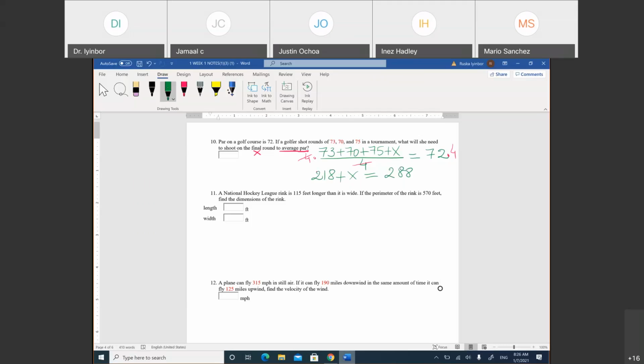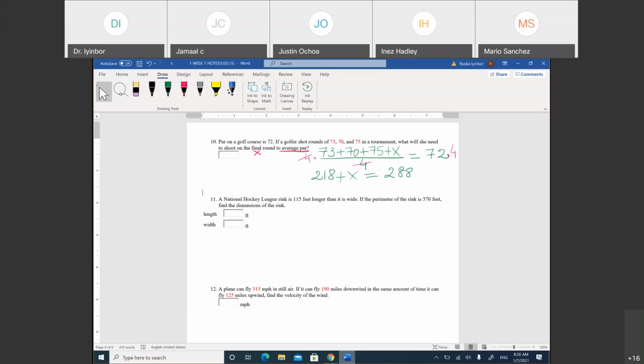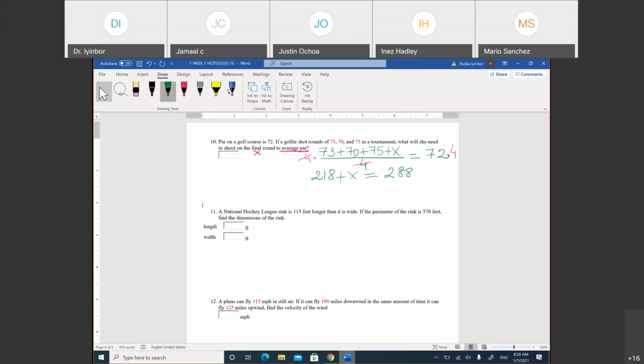Okay, and then from here we need to solve it. We need to get X by itself. So how do you get X by itself? We're going to subtract 218, and whatever you get is going to be X, the final round. So 288 minus 218 is going to be 70, right? And that's the answer. X equals 70. Okay, any questions here? Everybody good? Okay.